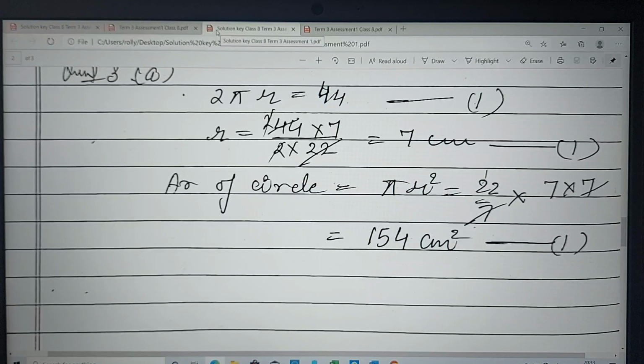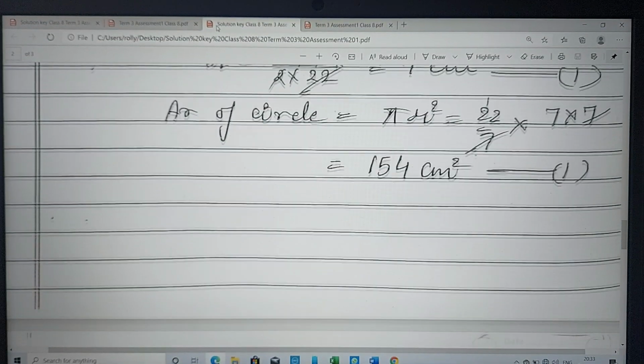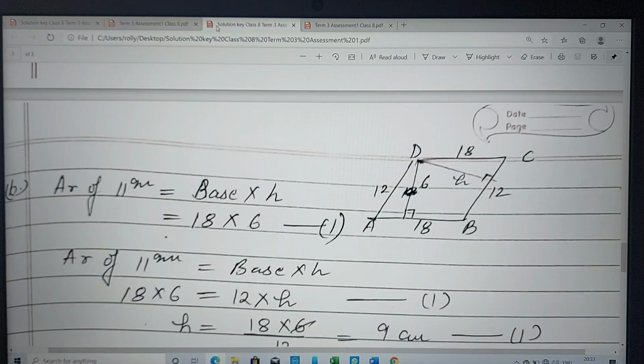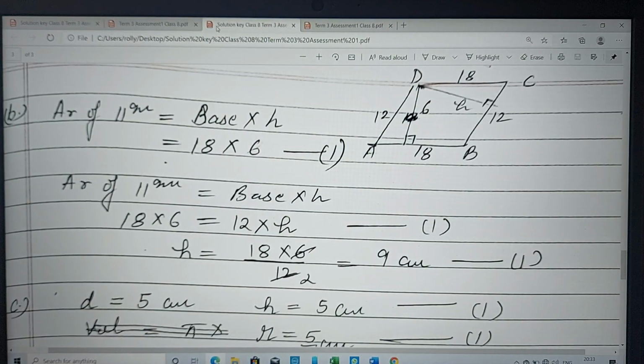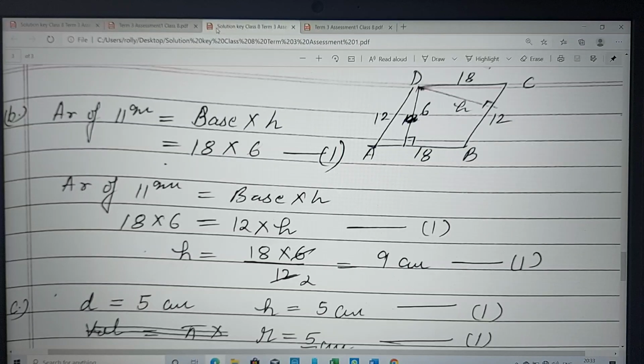we get 154 centimeter square. You have to remember, whenever a wire is taken and bent into any shape, the perimeter of the geometrical shape will always be equal to the length of the wire. And here the perimeter of the circle is actually the circumference. So the circumference of the circle becomes the length of wire. Clear?